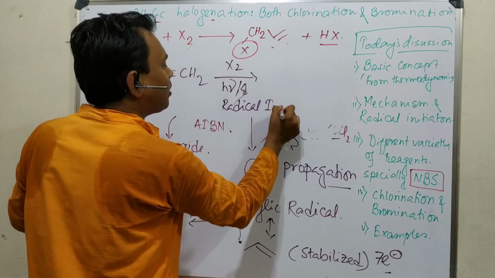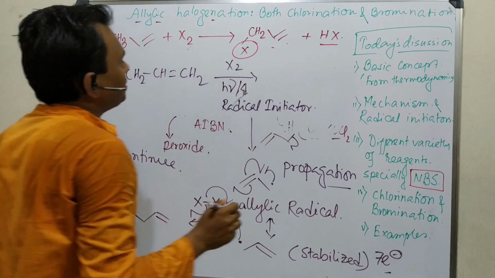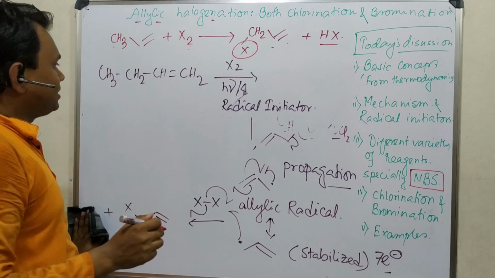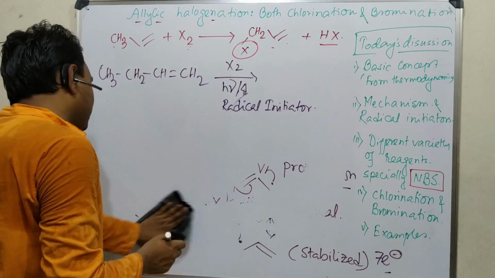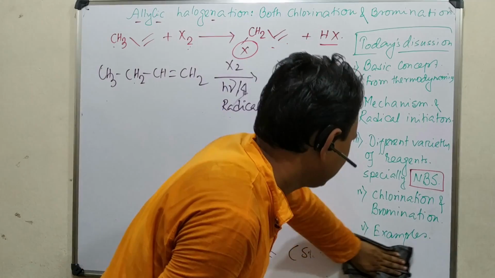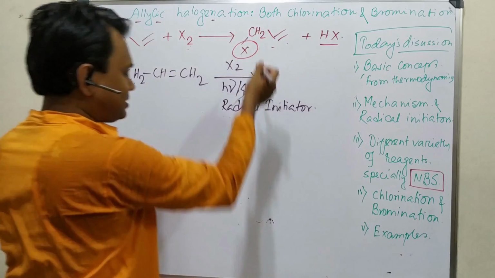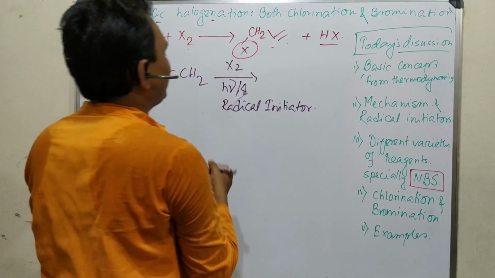Radical initiator. Think, what will be the product? It will also react because it also has allylic hydrogen. So what will be the product? As you can see from the picture, the simplest answer will come. Okay, what will be the product?